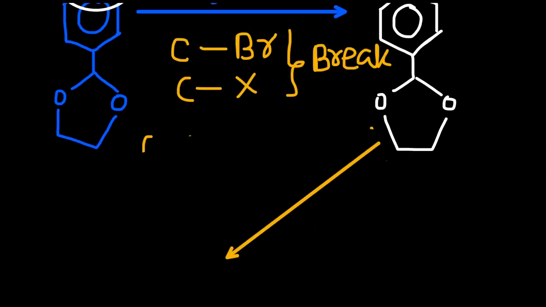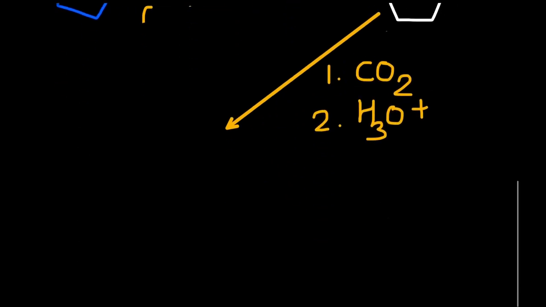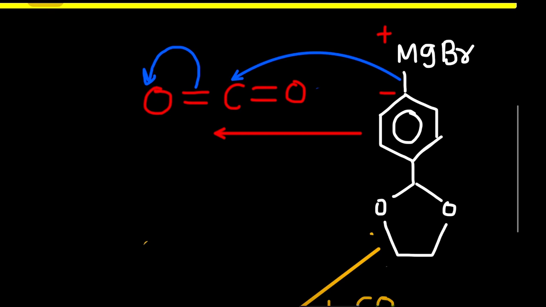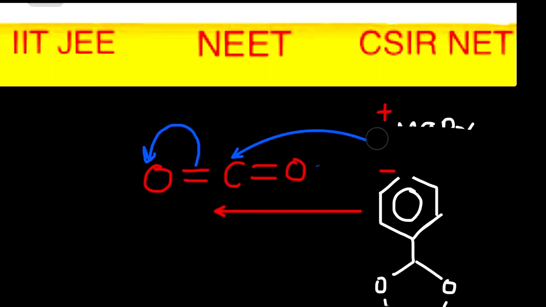The second reaction is the addition of carbon monoxide followed by hydrolysis. Here magnesium bears a positive charge, carbon bears a negative charge. That's why it is a good nucleophile. Now this carbon attacks this electrophilic carbonyl carbon, the carbon oxygen bond breaks and oxygen bears a negative charge. This carbon carbon bond will form.